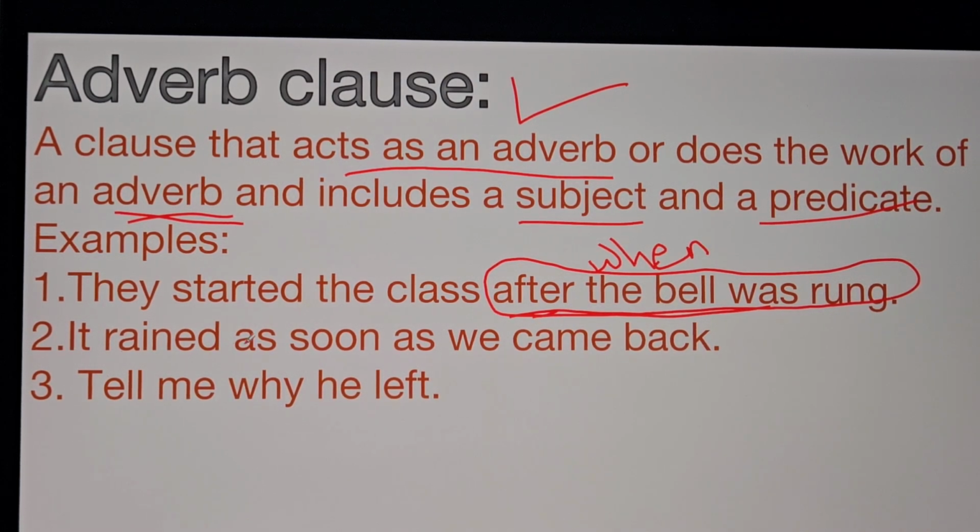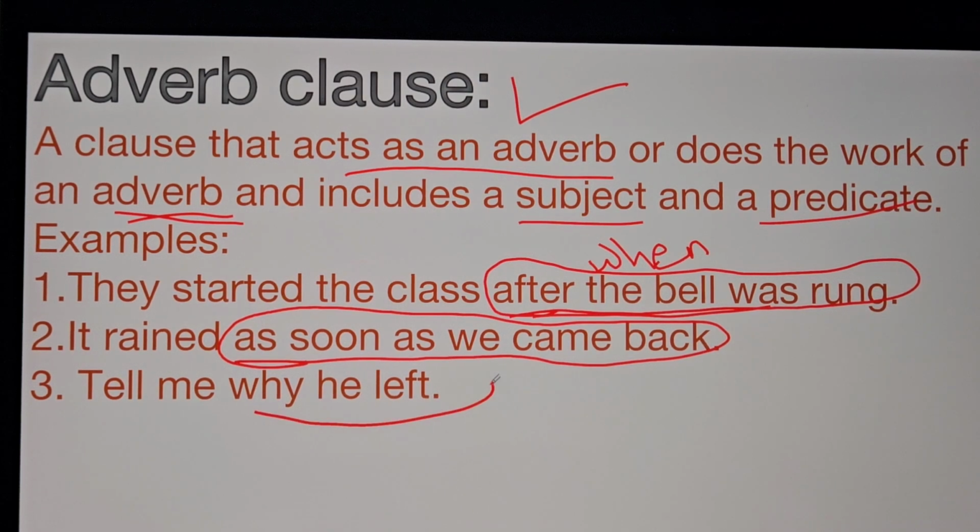Another sentence, it rained as soon as we came back. So this also expresses the time. Tell me why he left. Why he left? Asking for the reason, cause. So why he left is working as the adverb here. So these three clauses are acting as the adverb of these sentences.